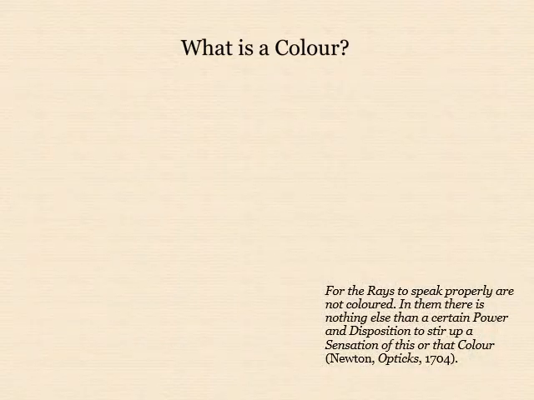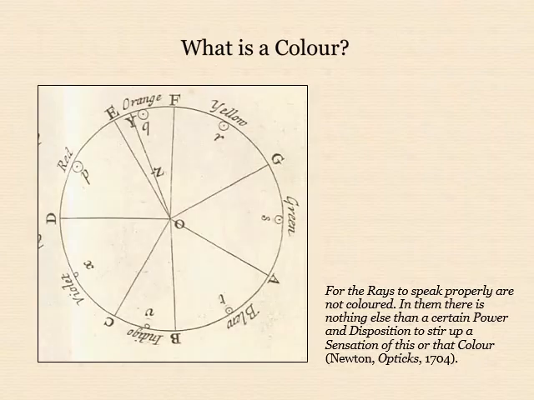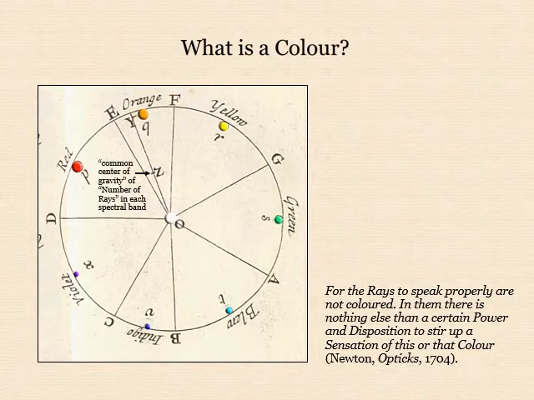So for Newton, colour in the light is the disposition of the light to evoke this or that sensation of colour in the mind. And he showed experimentally that for an isolated light, this disposition depends on the balance, or what he called the common centre of gravity, in his colour circle, of the number of rays in each part of the spectrum. Here the small circles labelled P, Q, R and so on represent unequal amounts of light from the seven spectral bands, having their common centre of gravity at the point labelled Z.